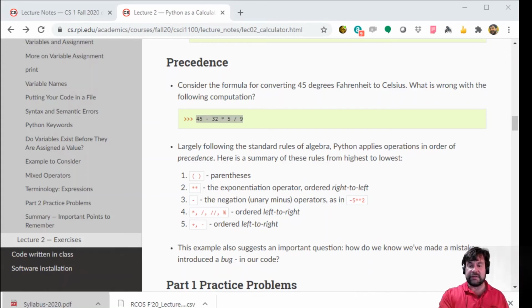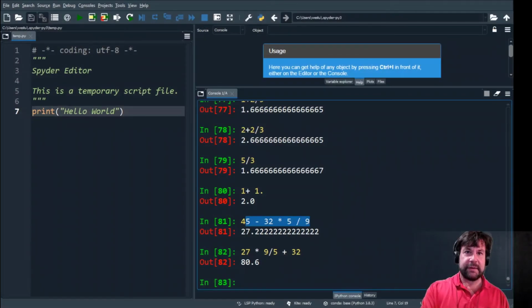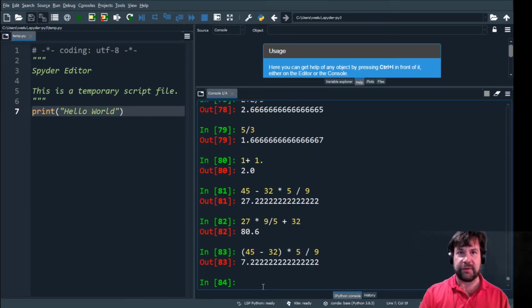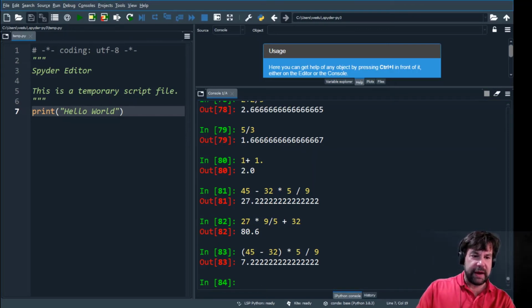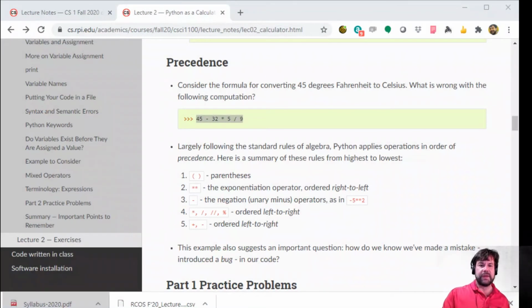The first thing it does is it evaluates parentheses, right? That allows us to come into our Spyder, for example, and correct our initial issue, right? We can put in parentheses, and then parentheses become the highest precedence. We now calculate 45 minus 32 first, and we find out that 45 degrees Fahrenheit is closer to 7 degrees Celsius than it is to 27 degrees Celsius. So parentheses are at the upper level.